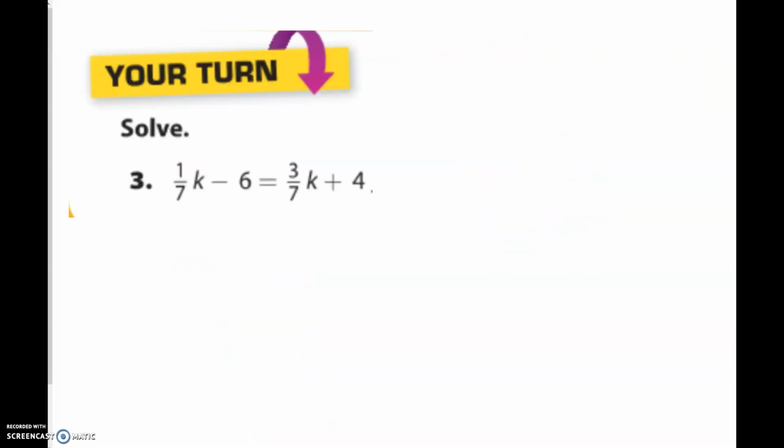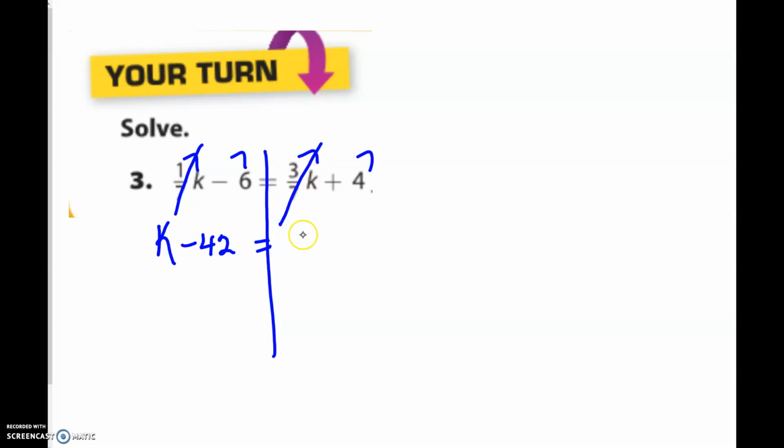All right, so now in your math book, you probably have this problem, but that's okay. We're just taking notes. So what number do we have on the bottom here? Well, we only have a 7, so the least common multiple is 7. So I'm going to multiply everything by 7. 1/7 of 7, these 7's cancel, so I end up with just k minus 42. These 7's cancel, and we end up with just the 3 on top, so we have a 3k plus 28.